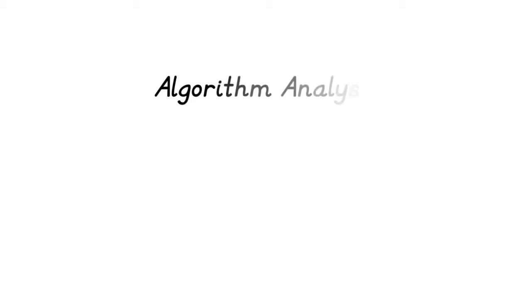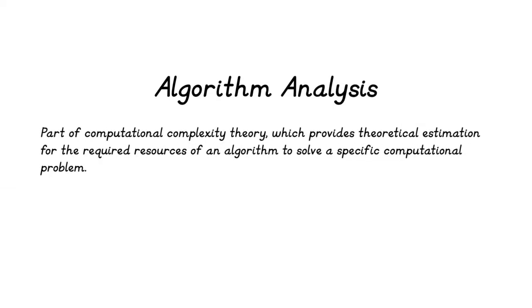Notice the last property of the algorithm? It is about getting an efficient algorithm. So, how is it made possible? Is there any way to get this done? Well, yes. This is where the need for algorithm analysis comes in. Algorithm analysis is an important part of computational complexity theory, which provides theoretical estimation for the required resources of an algorithm to solve a specific computational problem.